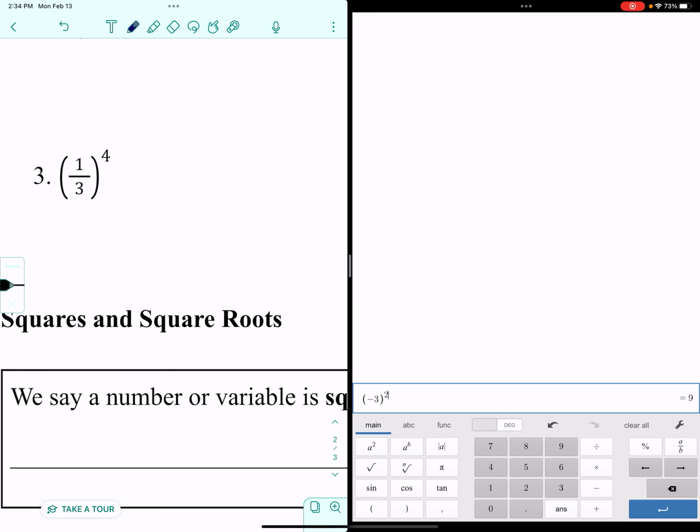If I do 1/3, I'm going to leave my parentheses, and I want a 4 for the exponent. I don't want to mess with that messy decimal, so I'm going to use the little fraction button to change that to a fraction.